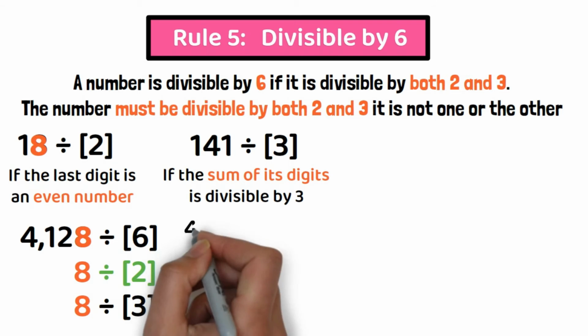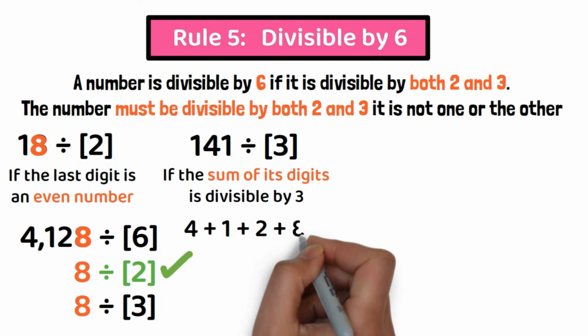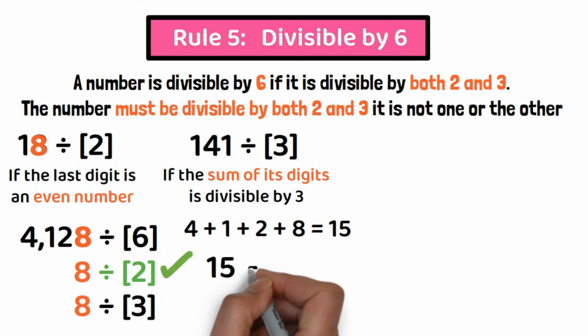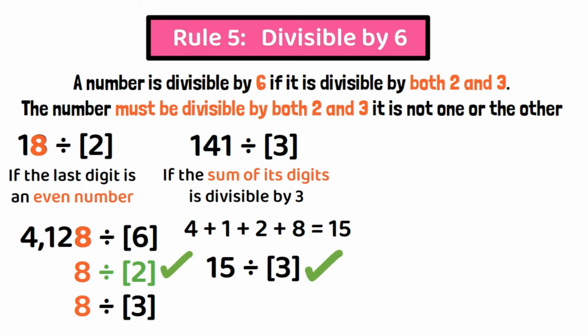Therefore, we have the digits 4 plus 1 plus 2 plus 8 equals 15. And 15 is divisible by 3. So our 4,128 is divisible by 6.